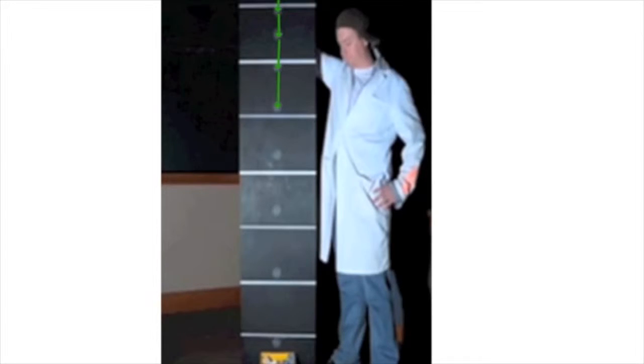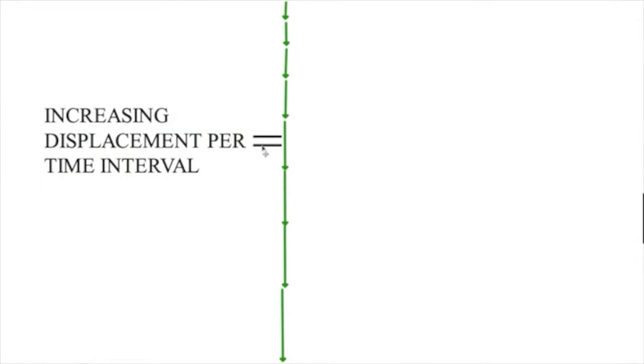So I'm taking advantage of having those images and the displacement they had per time interval of the strobe light to draw on these displacement vectors. Now let's take a closer look. I'm going to get rid of the picture and focus on the vectors. And you can see that clearly each time interval the displacement is increasing.